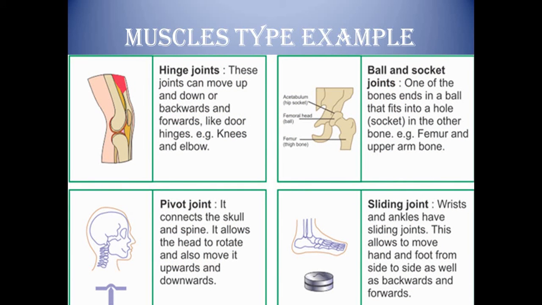Joint types examples. Hinge joint. These joints can move up and down or backwards and forwards, like a door hinge. Knee and elbow are examples of hinge joints. Second is the ball and socket joint. One of the bones ends in a ball that fits into a hole, the socket, in another bone. The femur and upper arm bone are examples.